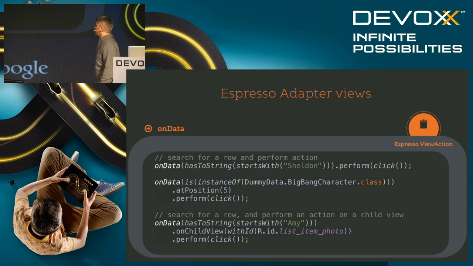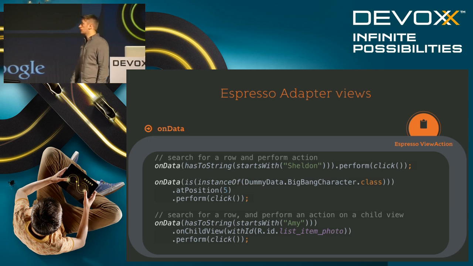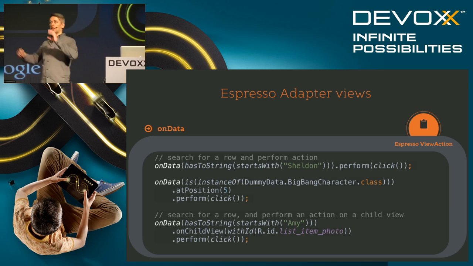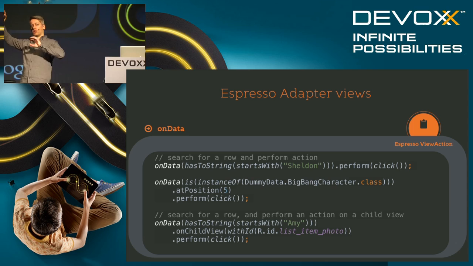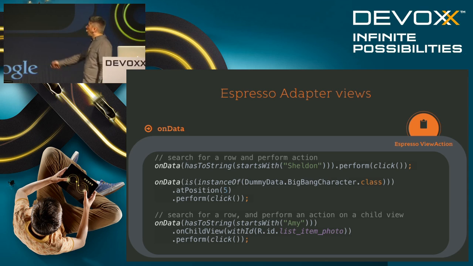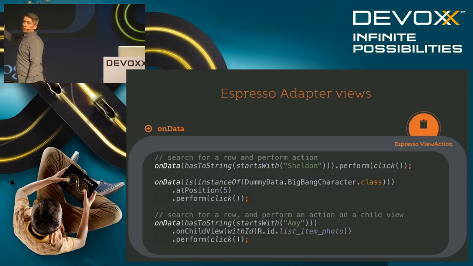At position 5, perform click. And also useful, you can also drill down in child views. So let's say you know that the Big Bang application was a picture and then the name of the character beside it. So on data with a hash toString that starts with Amy, I want to get hold of the child view with an ID, the photo. And on that image view, I want to perform a click.